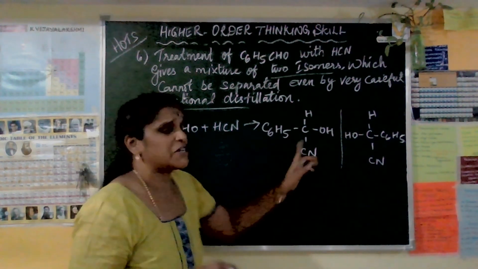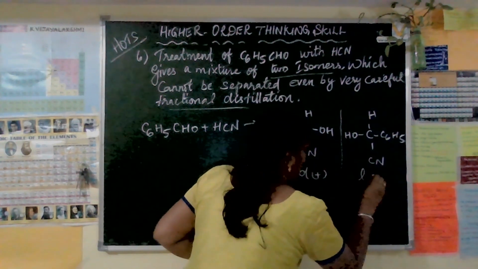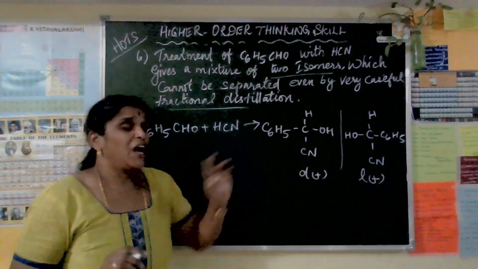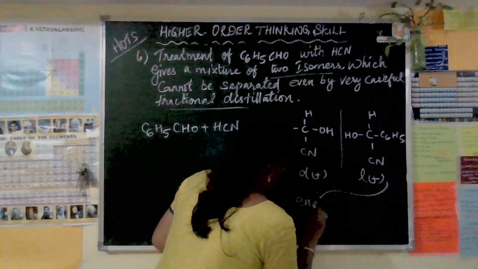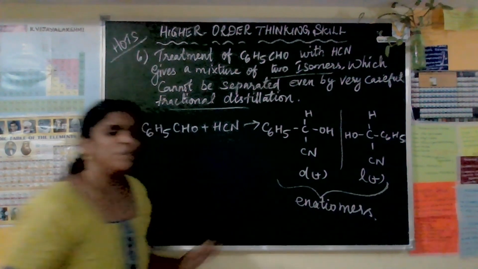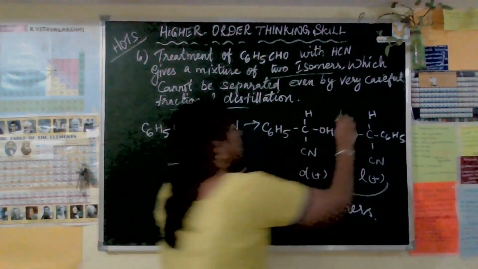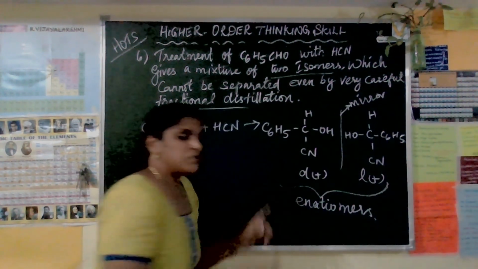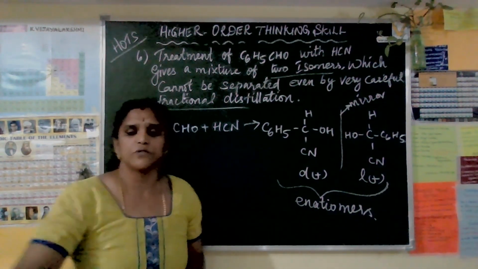Because of that asymmetric carbon, you are getting dextro and levo rotatory isomers. Okay, now what are they? They are enantiomers. Okay, enantiomers means what? Two forms of mirror image. This is actually a mirror. Two forms of mirror image that cannot be superimposed. What is it to be superimposed?